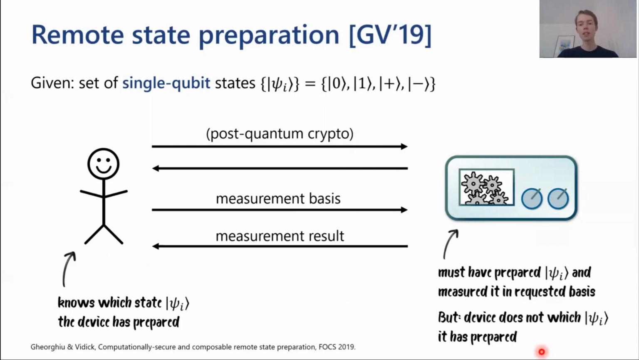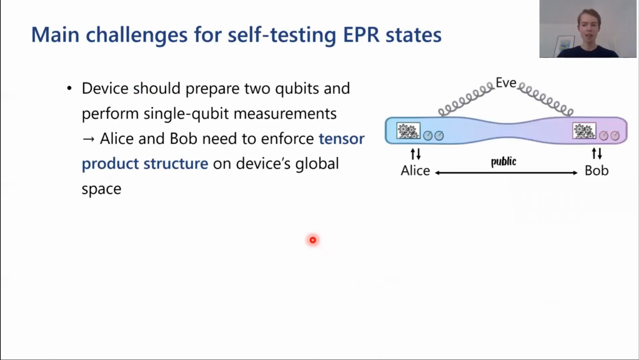Okay, so if we want to build on this remote state preparation protocol to get a protocol to self-test EPR states, what do we need to do? Well, firstly, the EPR state is a 2-qubit state. So we somehow need to show that the device has 2 qubits. And what this means is that Alice and Bob need to enforce a tensor product structure on this device's global space. And they need to do so only using this classical communication and leveraging the post-quantum crypto.